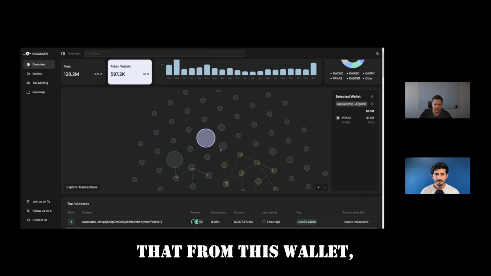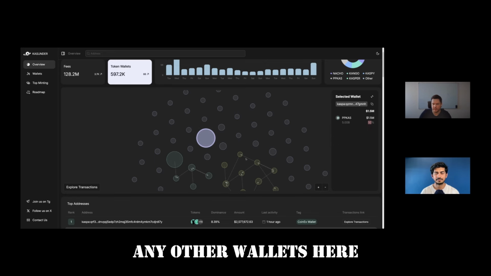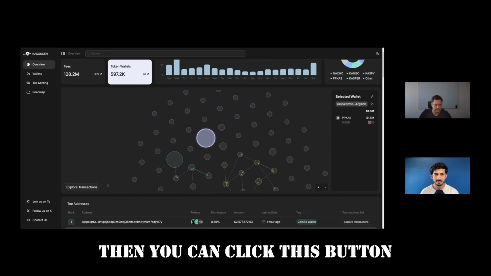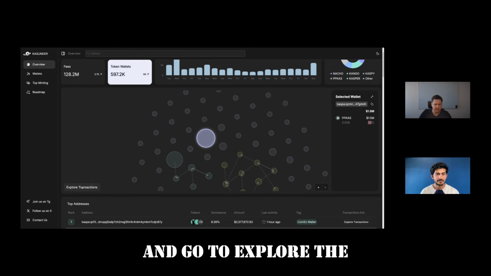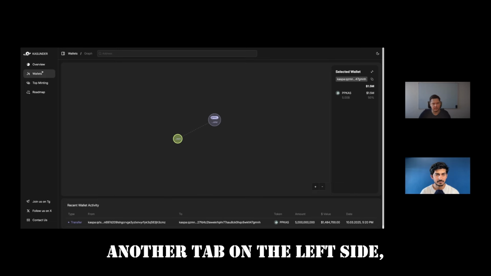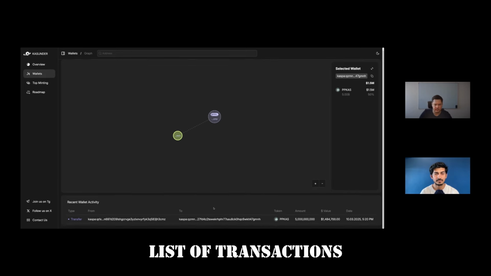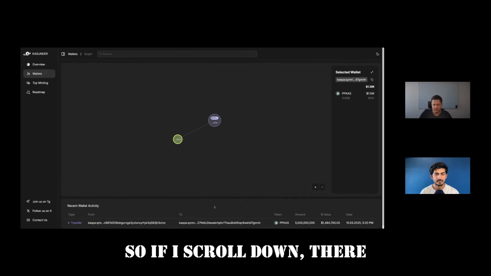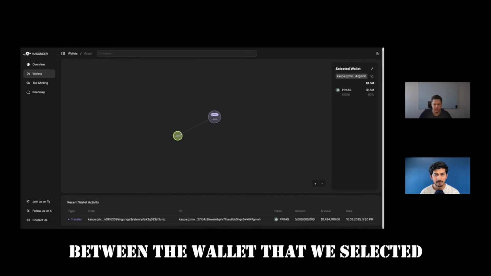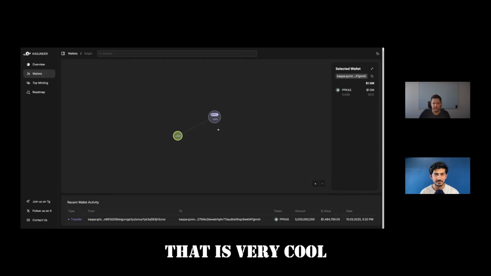Then what you can do, from this wallet, let's say we say, okay, yeah, it's weird, right? That it's 50% on a wallet that is not connected to any other wallets here. Then you can click this button and go to explore the transactions of this wallet. Then we go to another tab on the left side, it's wallets graphs. And then you see a list of transactions. So if I scroll down, there is a list of transactions between the wallet that we selected and all other neighbor wallets. That is very cool.